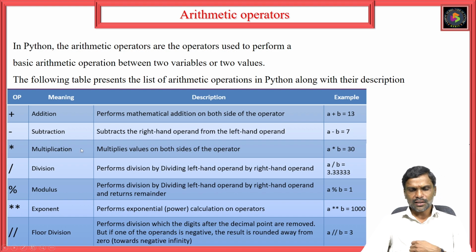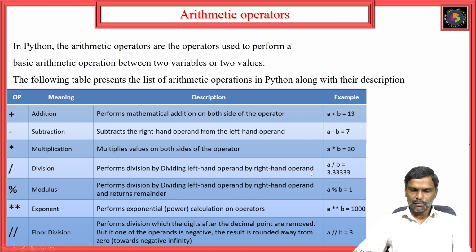Similarly, you can see multiplication. It multiplies values on both sides of the operator. Here you can see a multiplication b, this symbol is the multiplication symbol, asterisk symbol, equals 30. In the same manner, here you can see division. This is the symbol for division. As you learned in mathematics, you have a different symbol, but in Python programming, this is the symbol for division. It performs the division by dividing the left hand operand by the right hand operand.